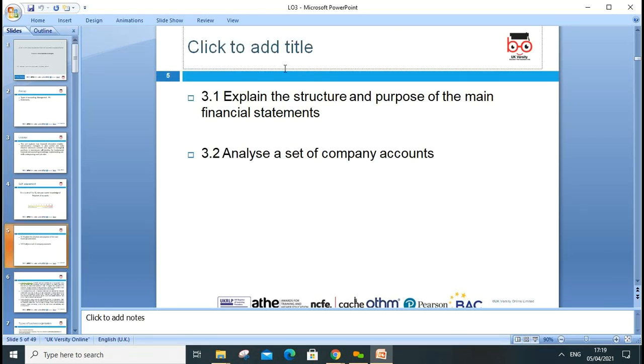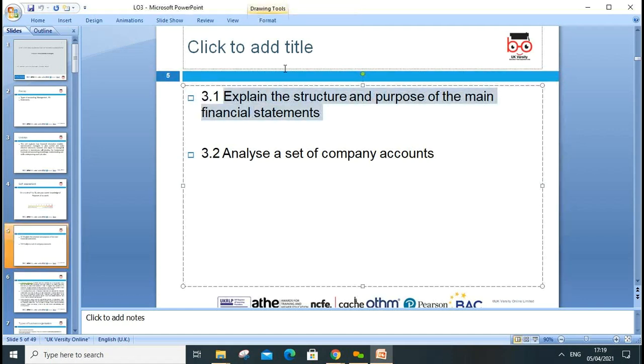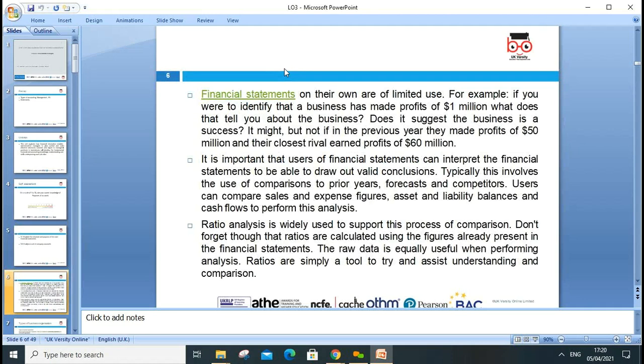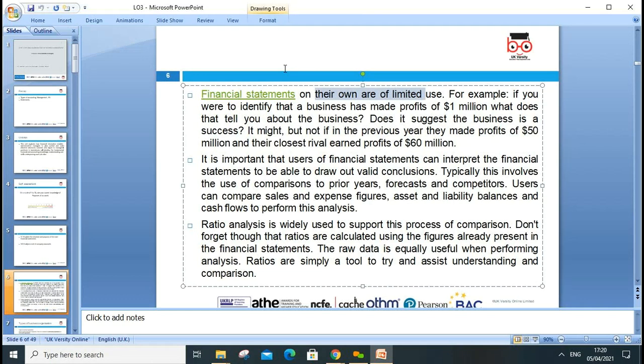Today's lesson has two assessment criteria: explain the structure and the purpose of the main financial statements, and interpret how financial statements can be used for decision making as a manager. Financial statements on their own have limited use because they don't provide the information. We need to look at what purpose we are using these accounts for, and what sort of decision we will make on the basis of them.